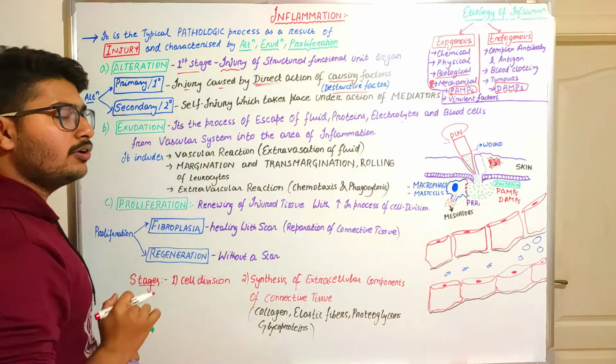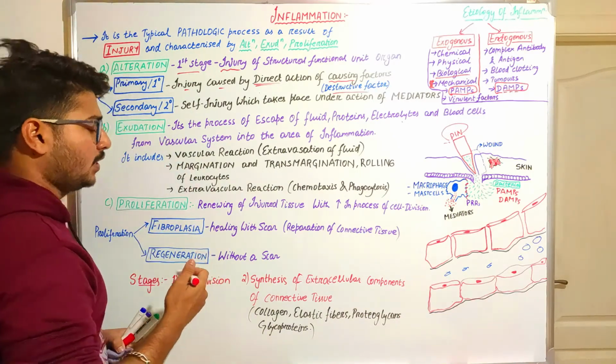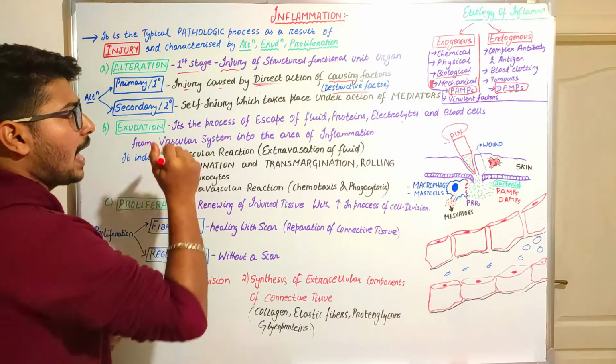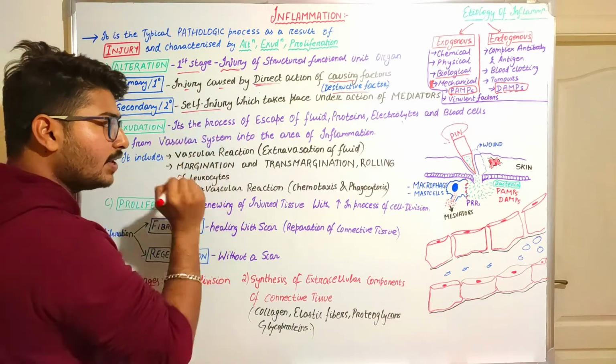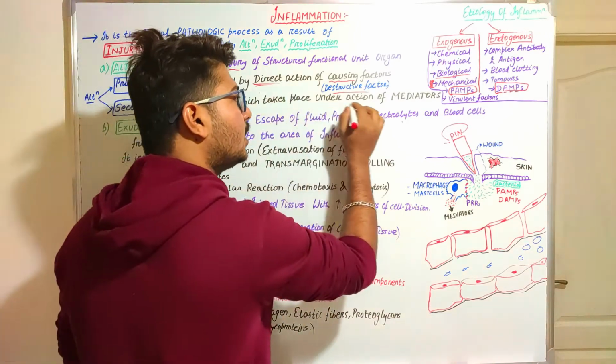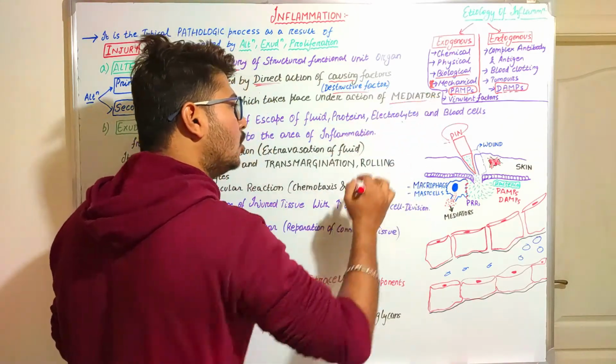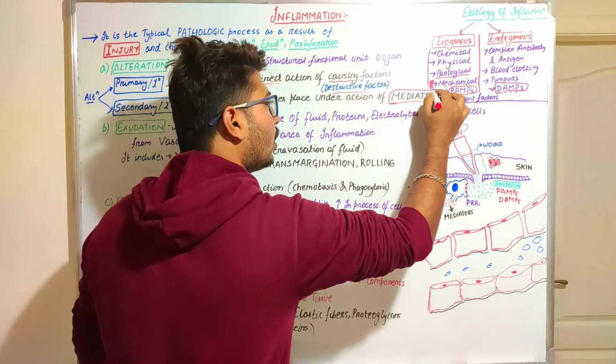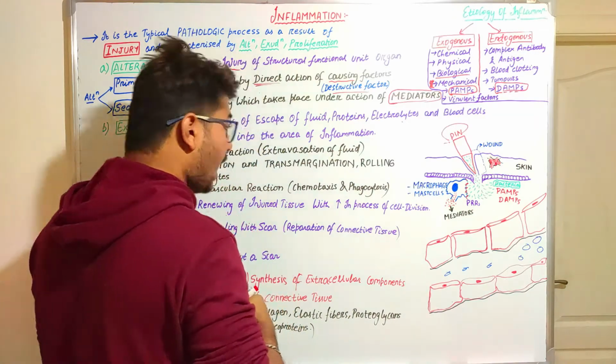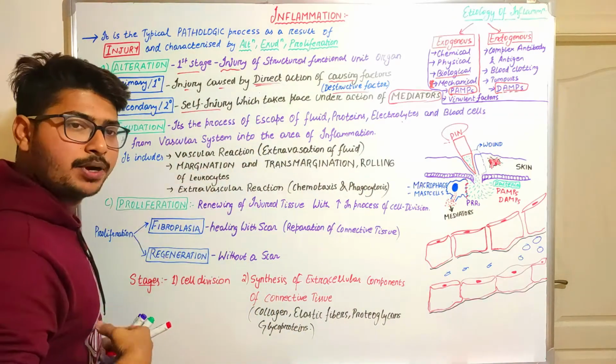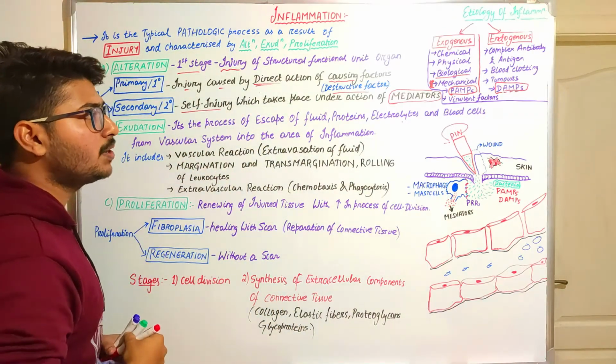Then the secondary alteration. What do we mean by secondary alteration? As it says, it's a self-injury which takes place under the action of mediators. So now here comes a certain word: mediators. How are these mediators produced?